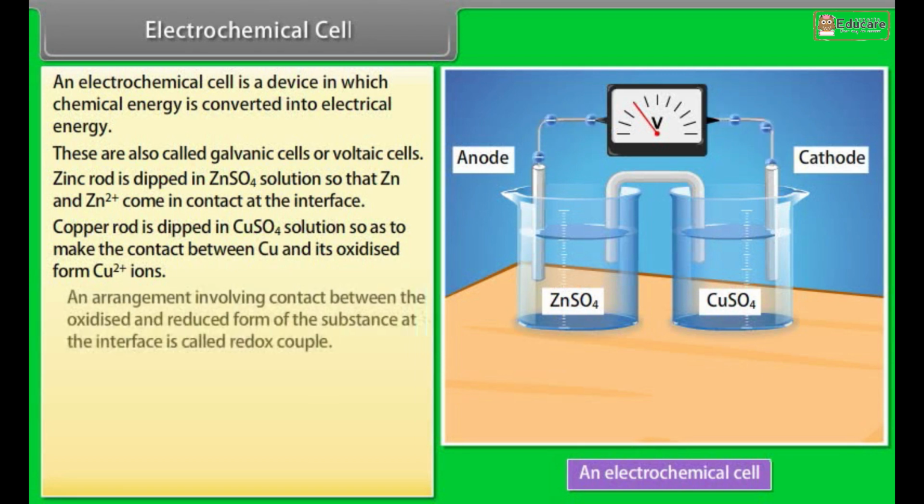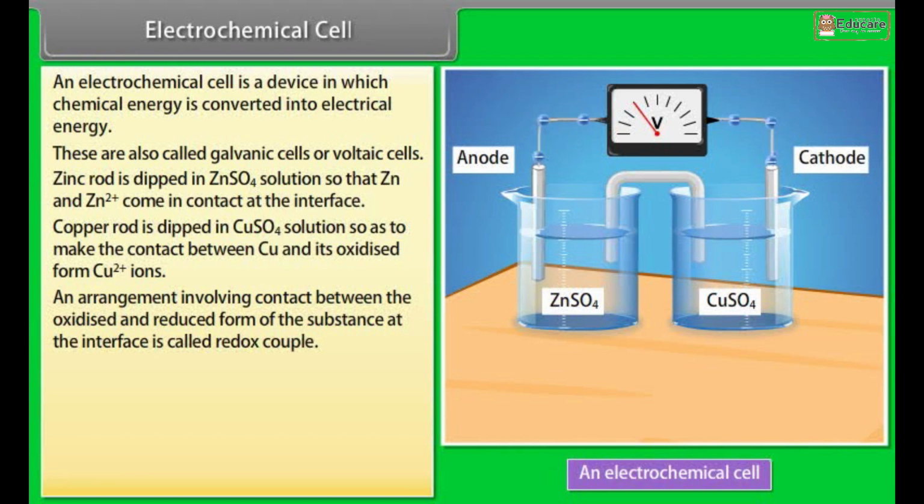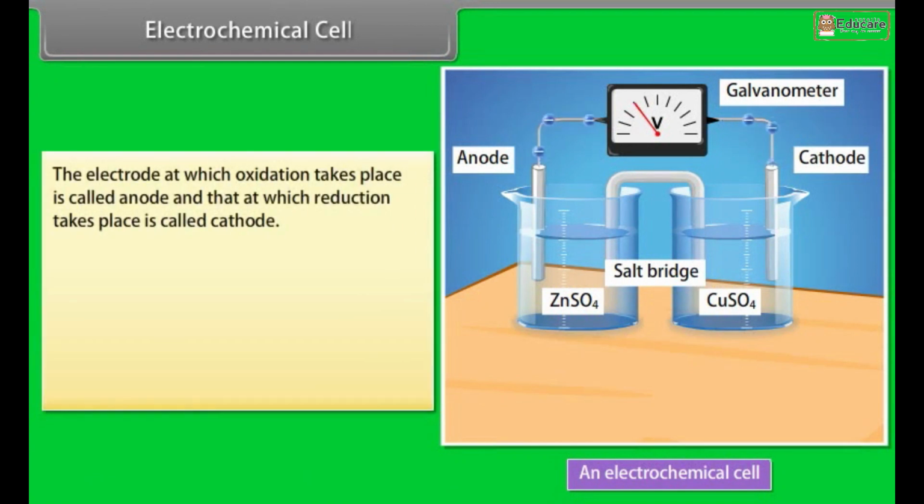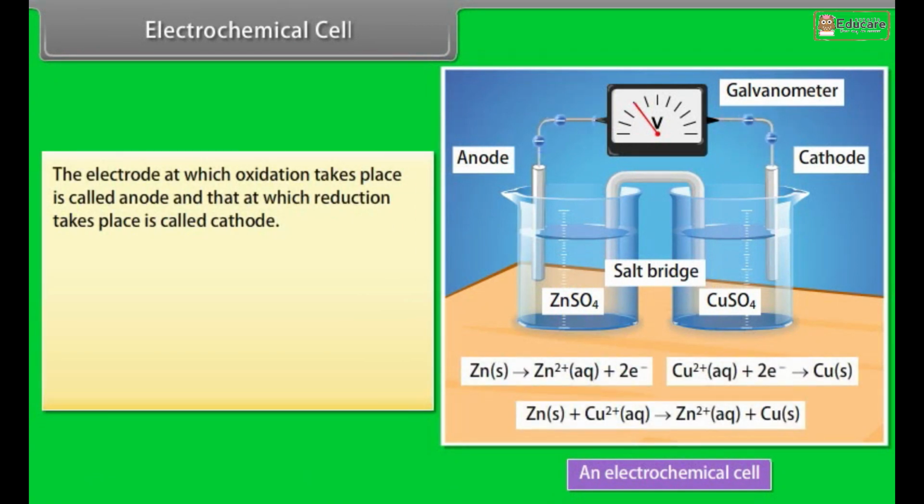An arrangement involving contact between the oxidized and reduced forms of a substance at the interface is called a redox couple. The two metal rods act as electrodes and are connected by a conducting wire through a galvanometer. The two solutions are joined by an inverted U-tube known as a salt bridge. The U-tube is filled with an aqueous solution of some electrolyte. The electrode at which oxidation takes place is called the anode, and that at which reduction takes place is called the cathode.